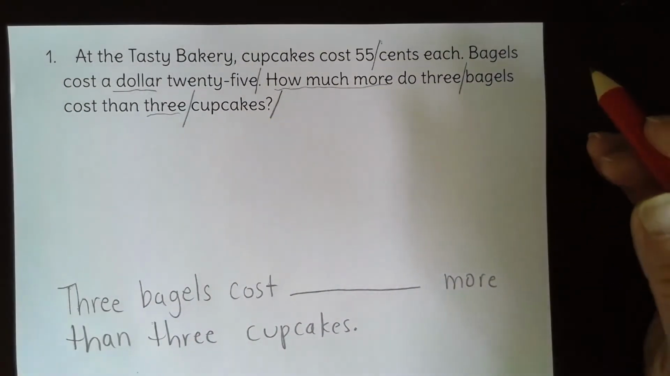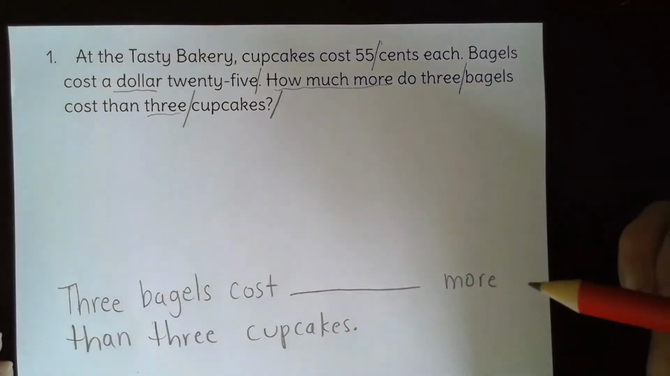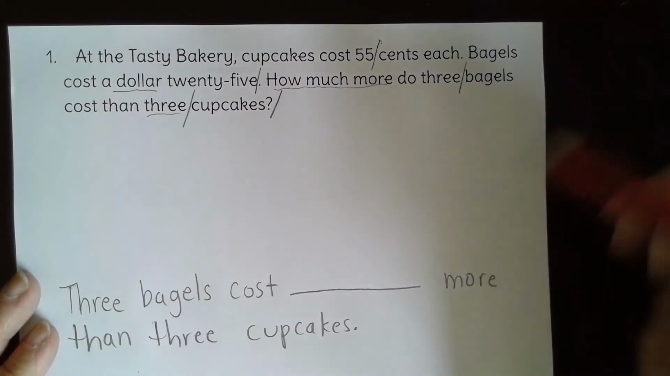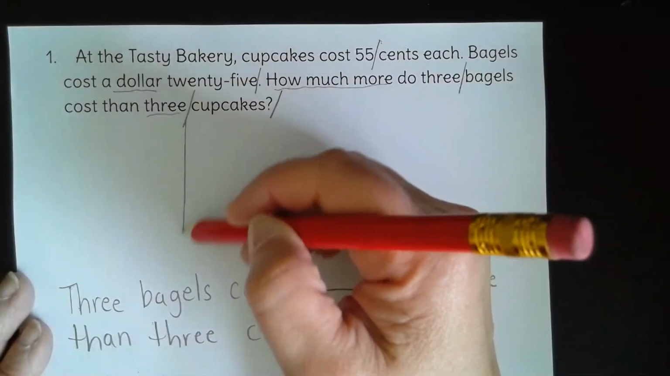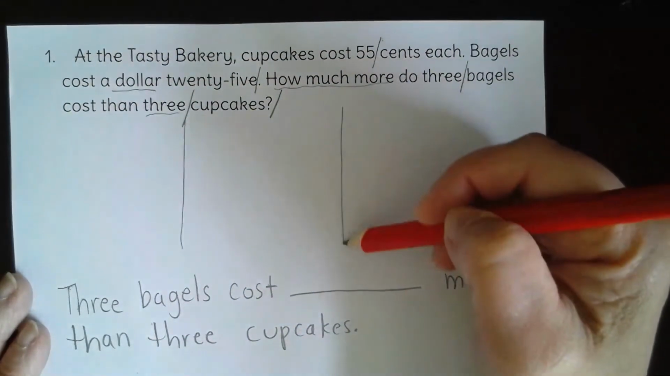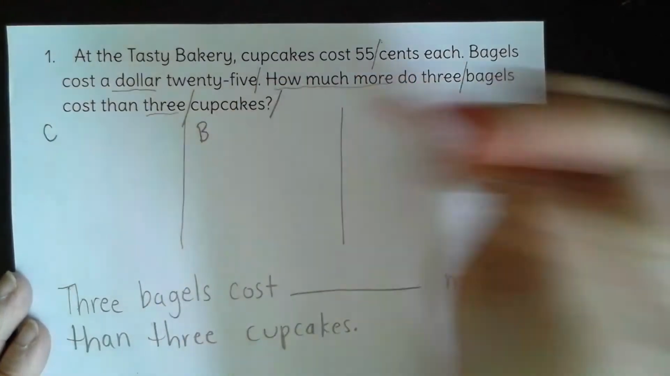Okay, so now I have to figure out where I go from here. Well, let me stop and think. I know that we're buying cupcakes and we're buying bagels. So first things first, let's figure out how much cupcakes cost and how much bagels cost. Okay, so I'm going to put a C for cupcakes and a B for bagels.